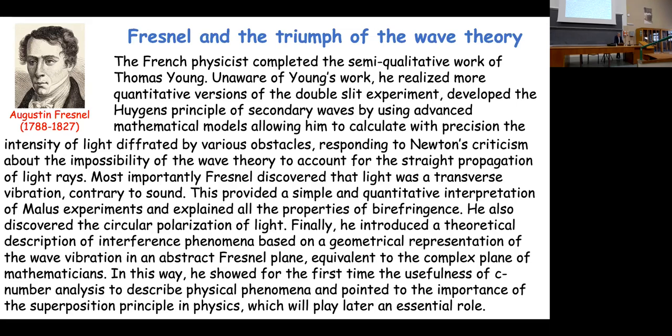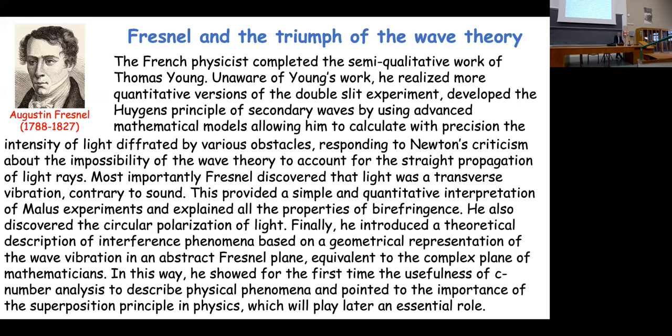He showed also that light makes very clear shadows, which Newton did not believe. Newton said that the wave theory ought to be wrong because light should be able to get into obscure parts and would not propagate along straight rays if it was not made of particles. And Fresnel proved that was wrong. He also provided a simple and quantitative interpretation of Malus experiments.